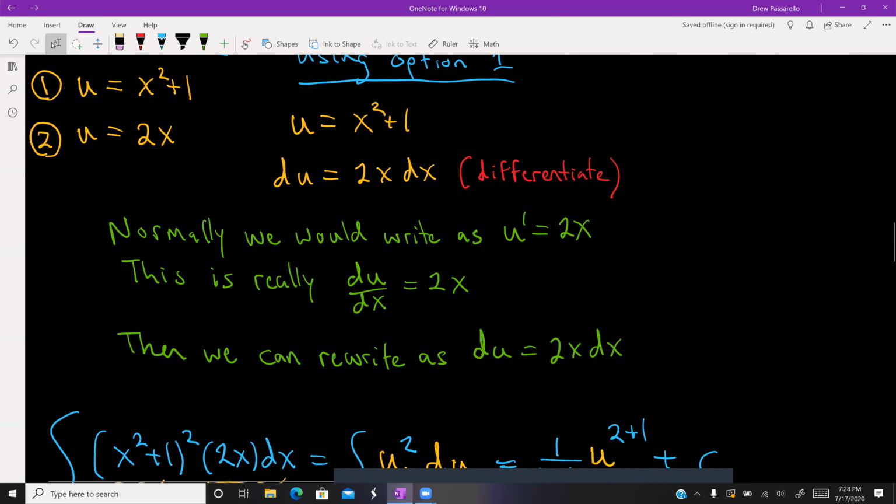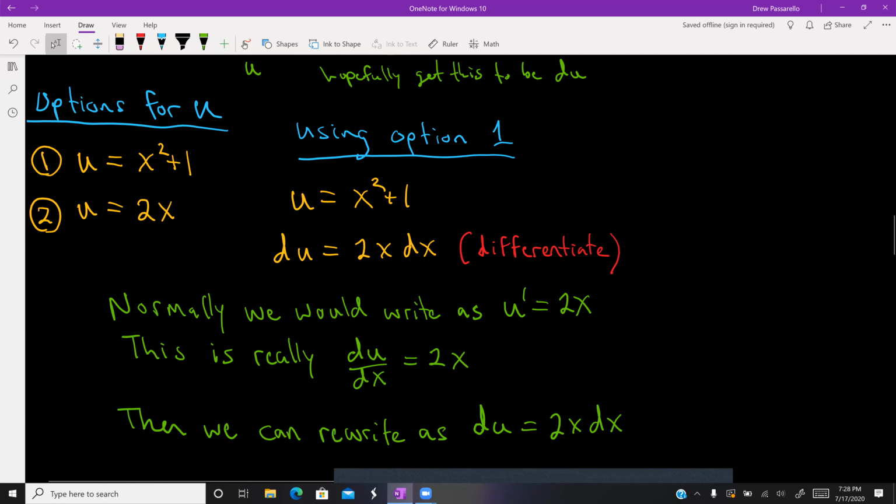And I'll just make a comment. Normally we would write it as, in the past, we wrote it as u equals x squared plus 1, so then u prime is 2x. That's how we would write it. Well, u prime is du dx, so we have du dx equals 2x, and then we can rewrite that as du equals 2x dx. So that way the left side only involves the variable u, on the right side only involves the variable x. All right, so in the examples in the following videos, I'm going to jump to just going ahead and writing it as du equals something dx.